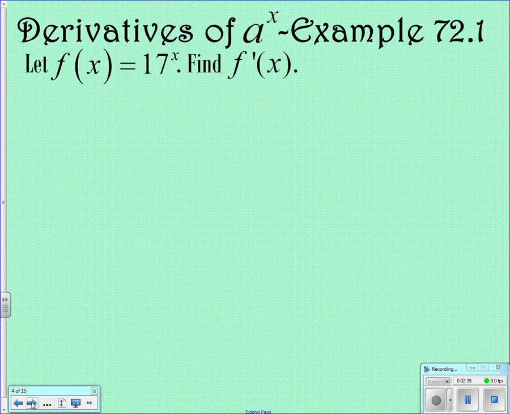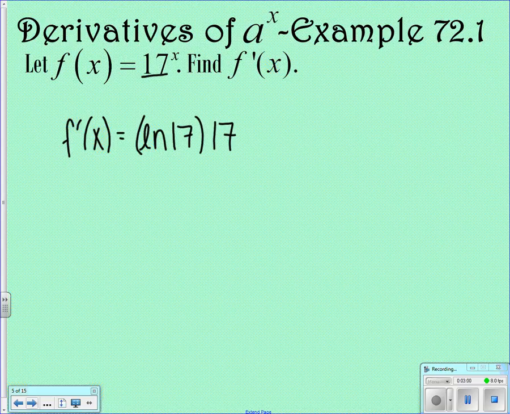Okay, so let's look at an example where we use that formula. We have 17 to the x, and we want to take the derivative of our function. Well, our formula is just, the derivative is the ln of our base number, which is 17, and then multiply that by 17 to the x. And so this right here would be your answer. You're just using your formula there. Okay? Let's look at another one.